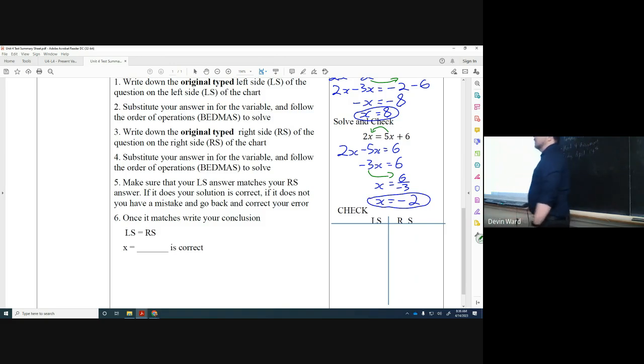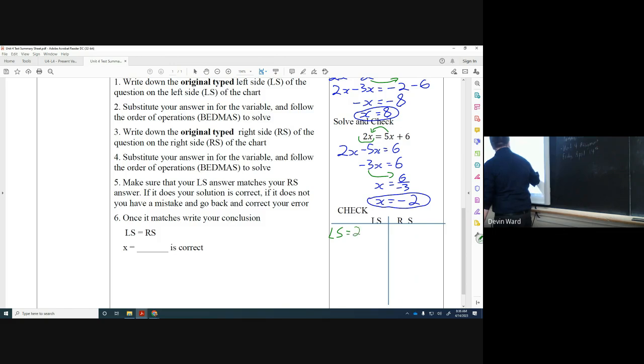Okay. So now you can either make a chart, or we are saying like left side equals this, right side equals that. If you do the chart, that's fine. If you say left side equals this, right side equals that, also fine. So what we want to do is go back to the original equation and take whatever the left side was, and we'll say left side equals 2x. And then I'll go back and look at the original right side. I'll say RS, or right side, equals 5x plus 6.